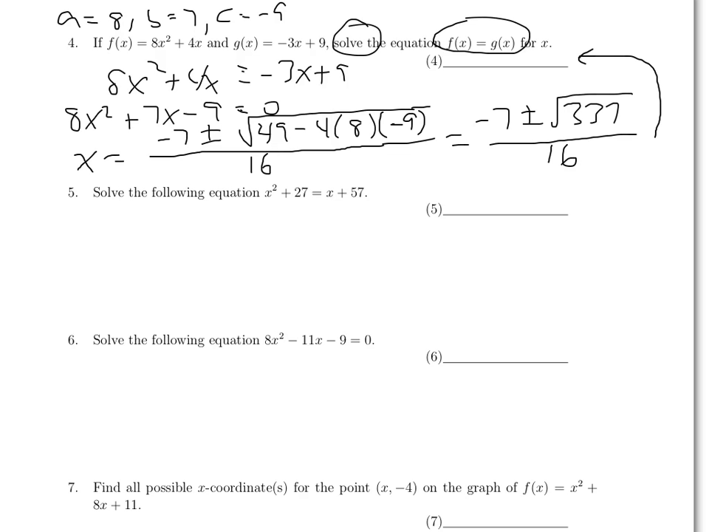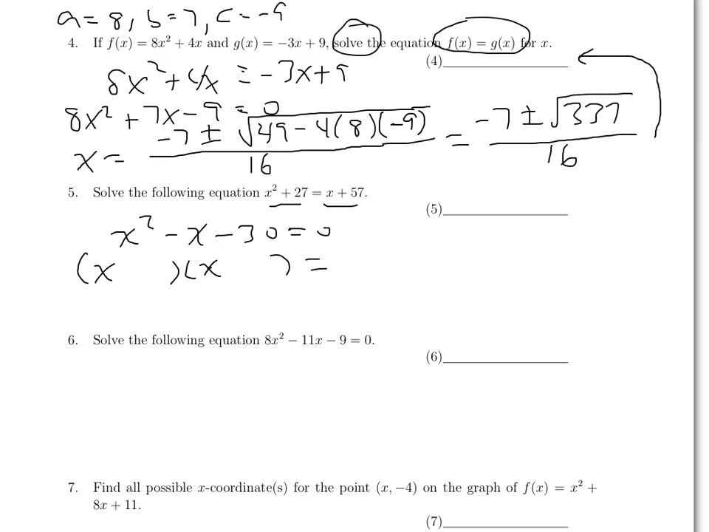All right. Number 5 is really the same kind of problem, just not with the f of x, g of x notation. We're just trying to solve this. And so again, my first step is to bring everything over to the left-hand side. So I'm subtracting x from both sides and subtracting 57 from both sides. And so my equation is equivalent to x squared minus x minus 30 equals 0. And I have to have that equal 0 for my factorization to result in a solution. So I'm going to try factoring this.